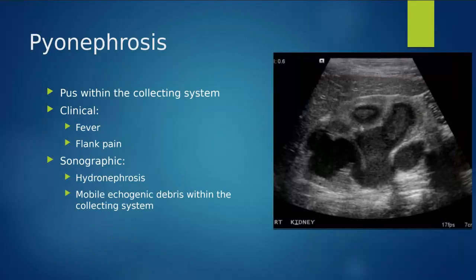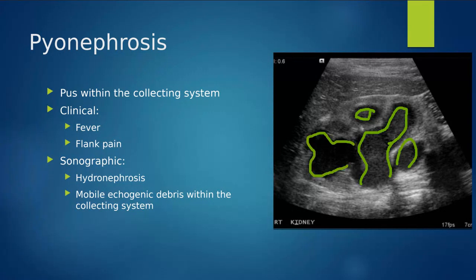Next, we have pyonephrosis. So this is when we have pus within the collecting system. So gross. Clinically, patient will have fever, flank pain. On ultrasound, it's going to show hydronephrosis, but it's not going to be nice and simple urine or fluid. It's going to be infected pus. We are going to be able to see mobile echogenic debris within that hydronephrosis, and that's exactly what we are looking at here. So all of this echogenic fluid, this is all thick pus that's trying to settle in that collecting system. This is what normal hydronephrosis should look like. So if we're seeing that echogenicity, we need to question something further.